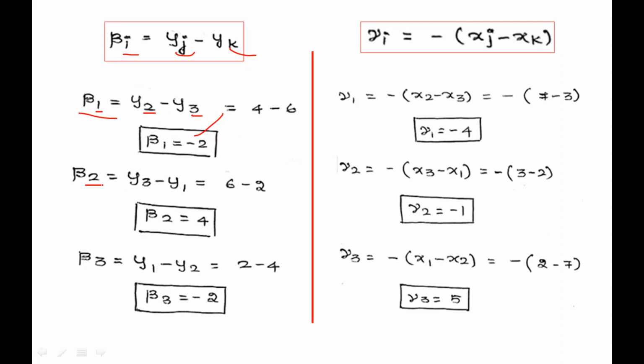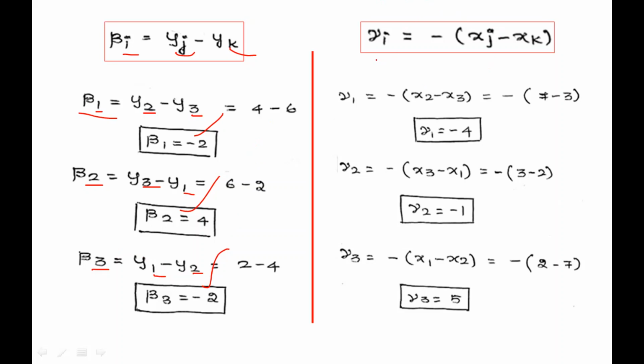How to write beta 2? We are starting with 2. So it should be 3 and 1. So y3 minus y1, the value you are getting as 4. Then how to write beta 3? For 3 you have to start with 1 and 2. So y1 minus y2. The value is coming as minus 2.